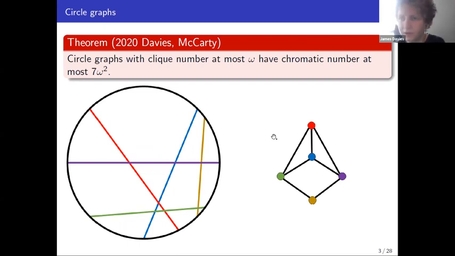Now, in the context of circle graphs, our theorem says that a circle graph with clique number at most omega has chromatic number at most 7 omega squared. This improves on previous exponential bounds. And clique number is just the size of your largest complete graph, so the largest set of pairwise adjacent vertices.